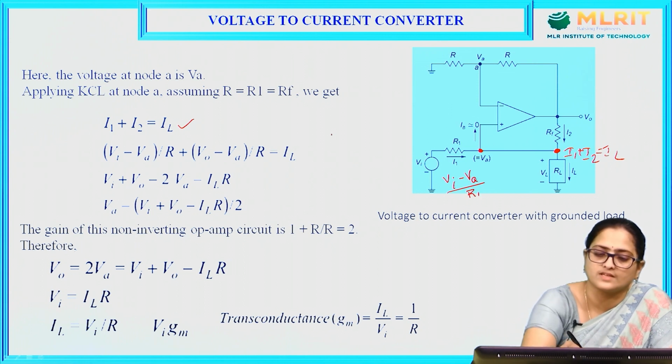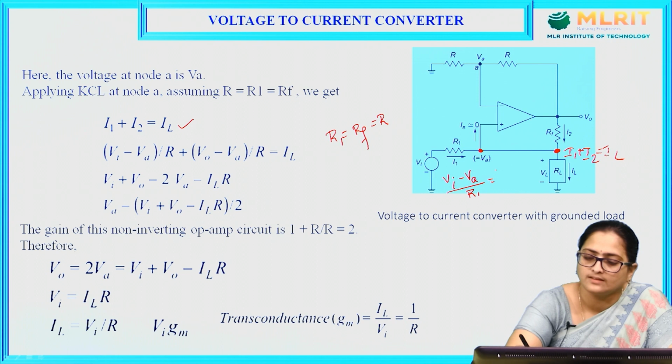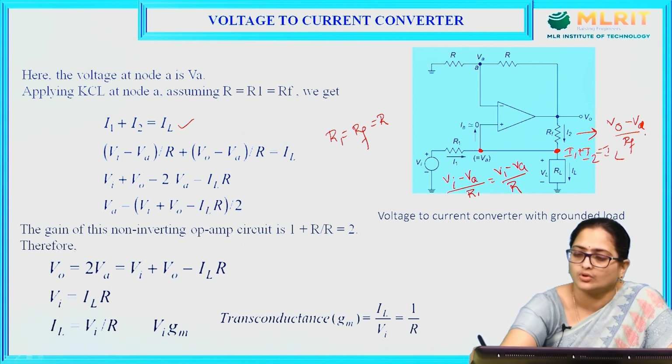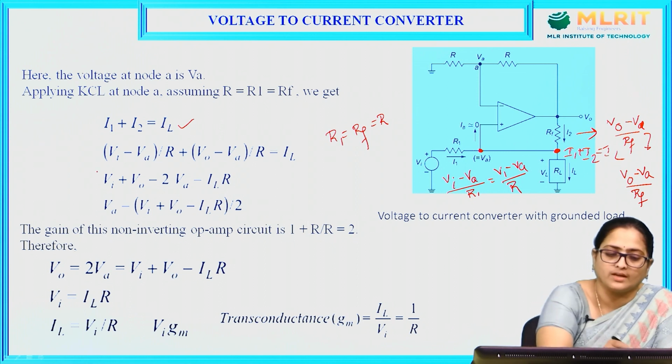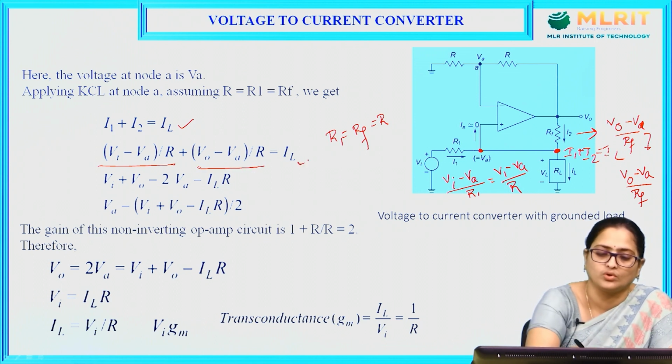Let us assume the resistors we are considering here are equal to some value, which I am assuming as R. So you can write I1 as Vi minus Va divided by R, and I2, the current through RF, can be given as V0 minus Va divided by RF, where I am assuming R1 is equal to RF is equal to R. Now I1 is equal to Vi minus Va divided by R, and I2 is equal to V0 minus Va divided by R, which together equal the load current IL.